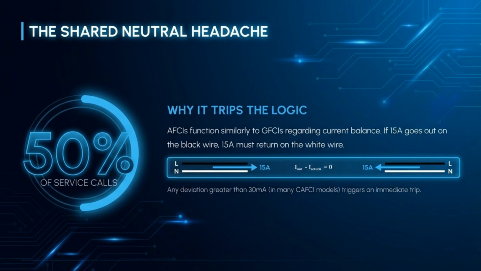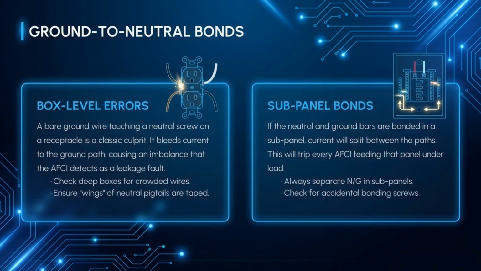AFCIs monitor current balance, similar to a GFCI. If the current out equals the current return, the balance is zero. Any deviation over 30 milliamperes can trigger an immediate trip in many models. Ground to neutral bonds are another common issue. Box-level errors occur when a bare ground wire touches a neutral screw. Sub-panel bonds, where neutral and ground bars are bonded, can split current between paths, tripping every AFCI under load.